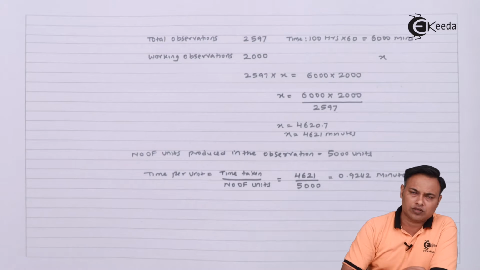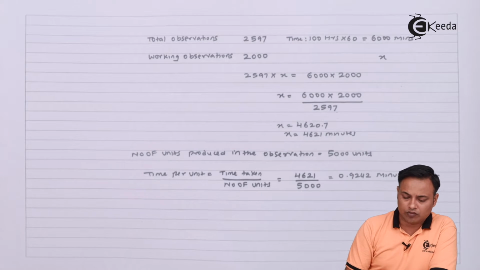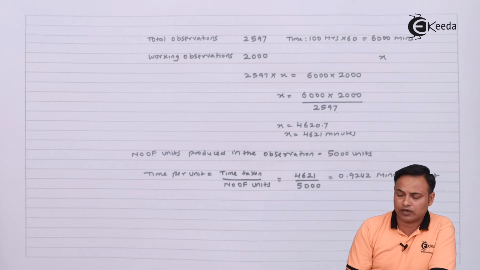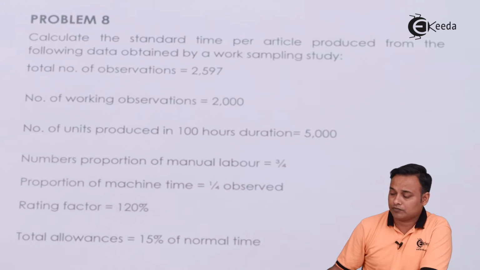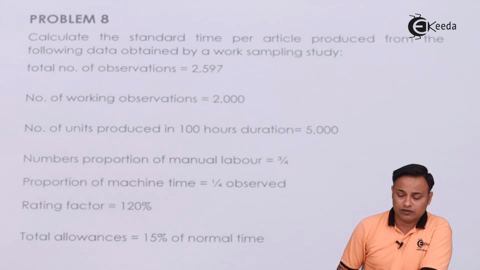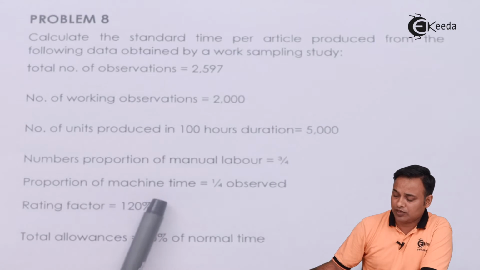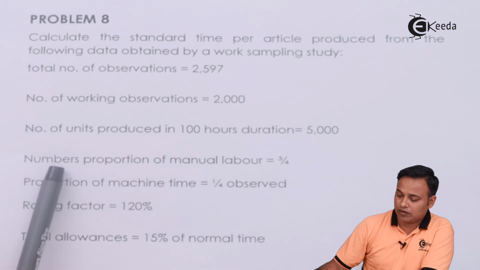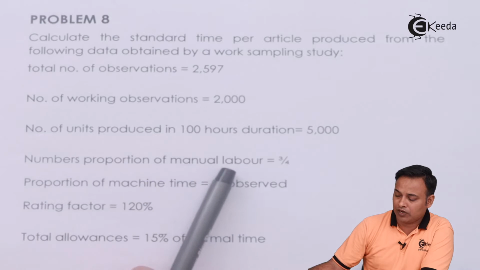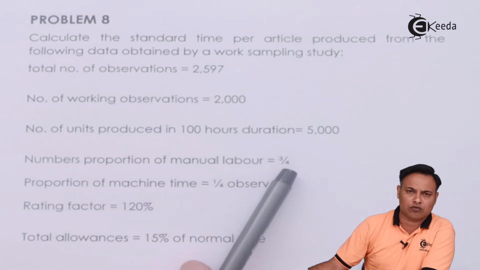Now based on this, we are given one more line in the question. Let's first read the line and try to understand how to bifurcate this time into manual and mechanical. Now in the next line in the problem, we are given proportion of machine time 1/4 of the observed time, and number of proportions of manual labor is equal to 3/4.